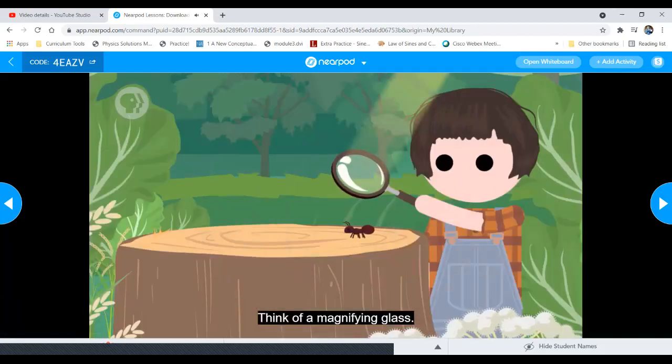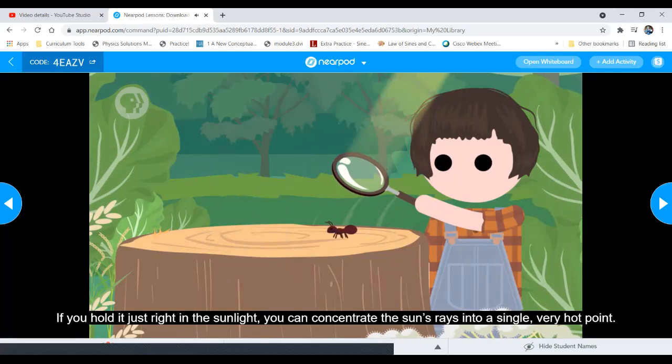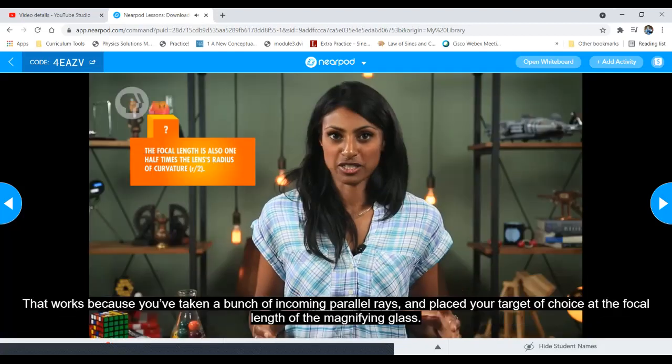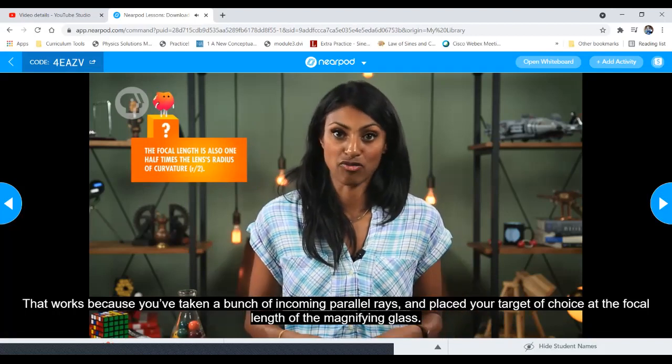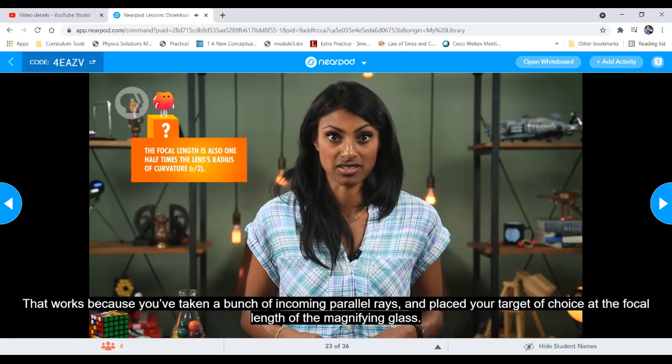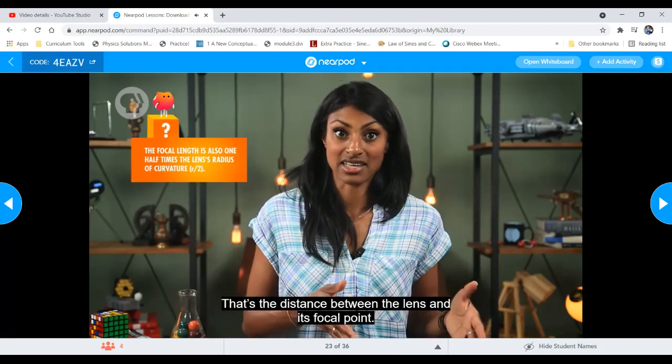Think of a magnifying glass. If you hold it just right in the sunlight, you can concentrate the sun's rays into a single, very hot point. That works because you've taken a bunch of incoming parallel rays and placed your target of choice at the focal length of the magnifying glass. That's the distance between the lens and its focal point.